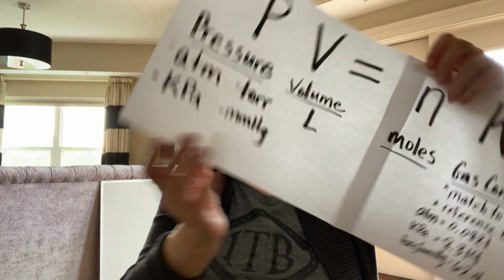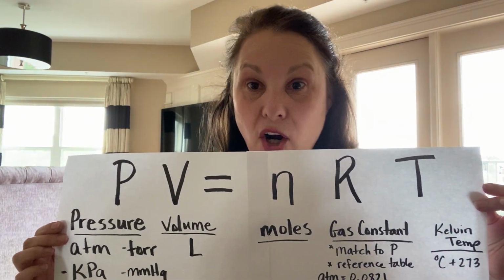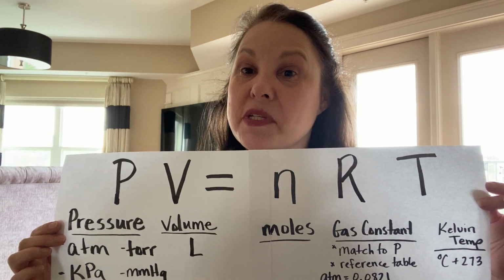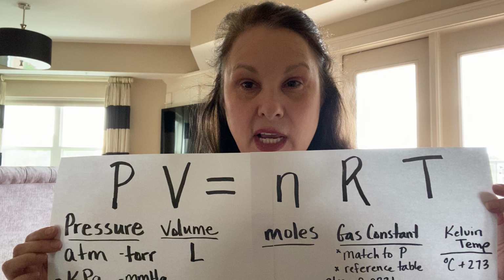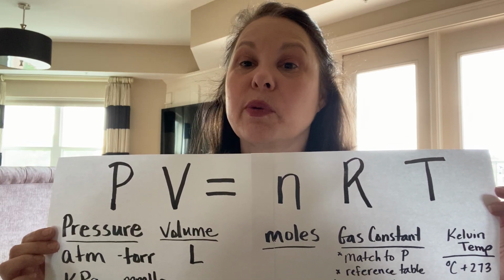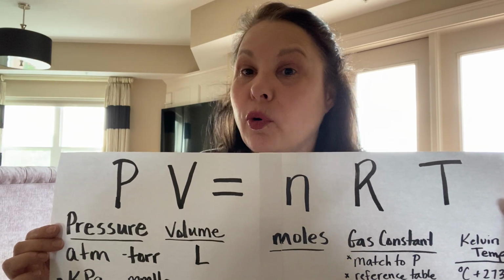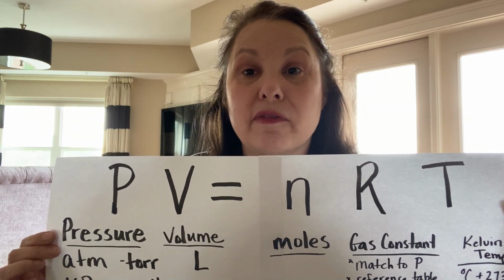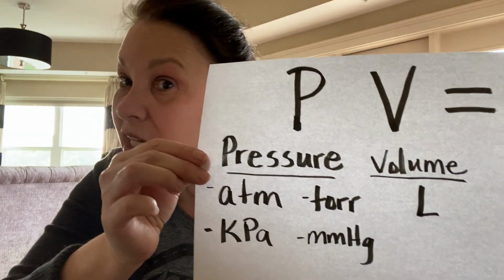All right, so why don't we start with the very first formula, which is PV equals nRT. So I want to talk specifically about each one of these letters, what they represent, and when you see a number followed by its unit, you'll be able to identify it as either being pressure or volume or whatever just by the unit that follows the number. So let's first talk about the P. The P is for pressure.